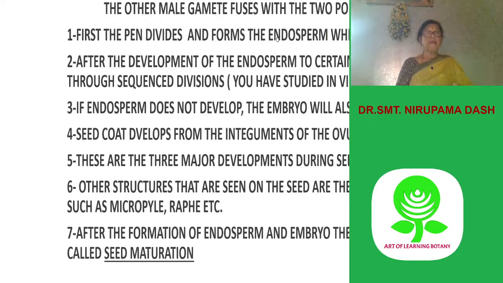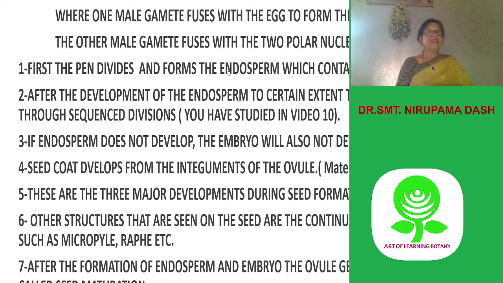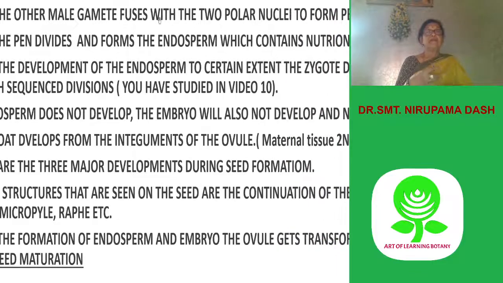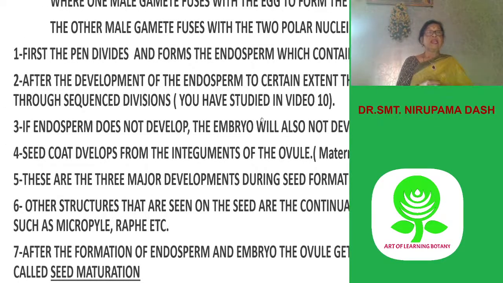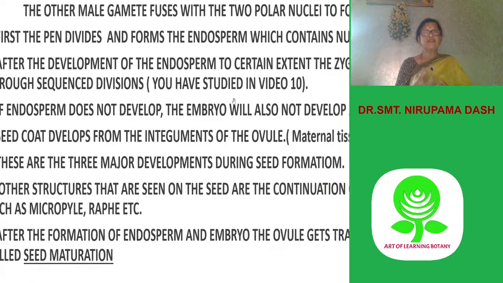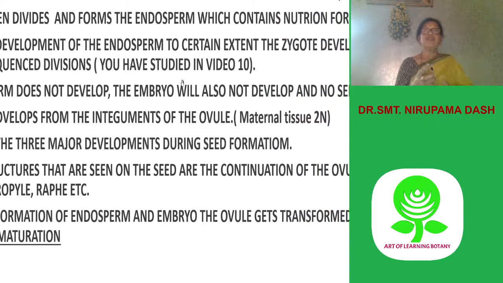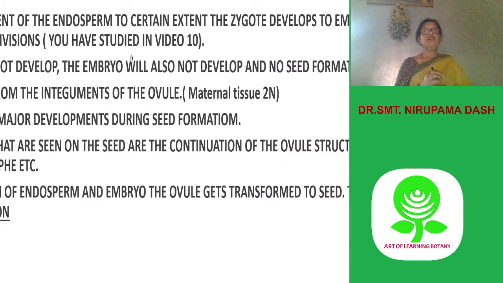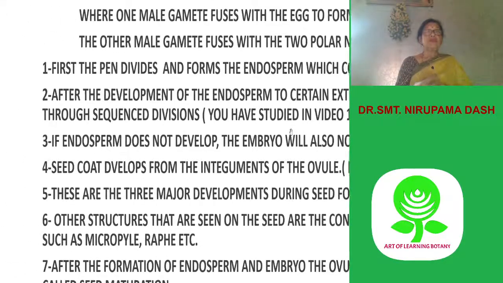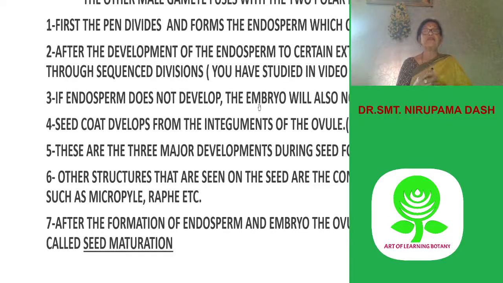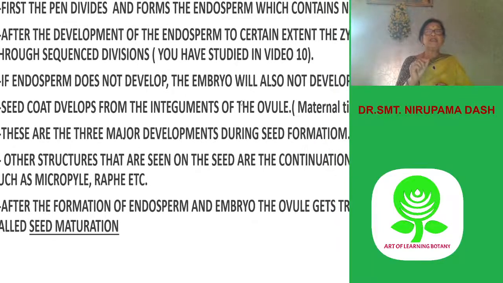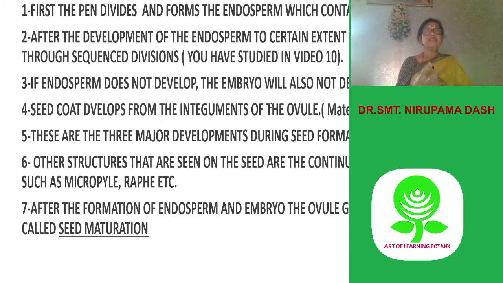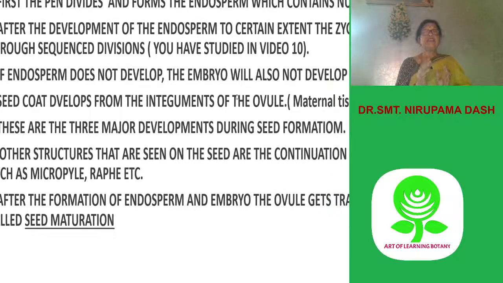After the development of endosperm to a certain stage, the embryo develops by sequential divisions, as you have already studied in embryo development. If the endosperm is not developed, then there will be no formation of embryo and ultimately no formation of seed. The seed coat develops from the integument of the ovule, and the integument is the maternal tissue. So these are the major developments during seed formation.